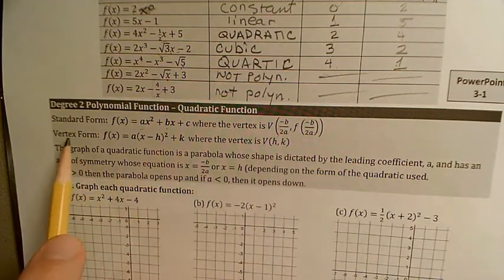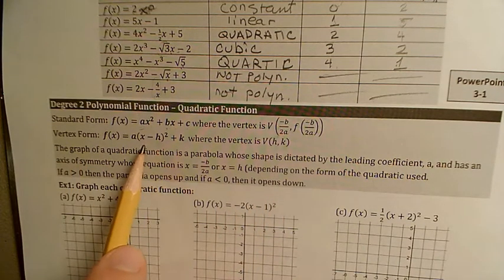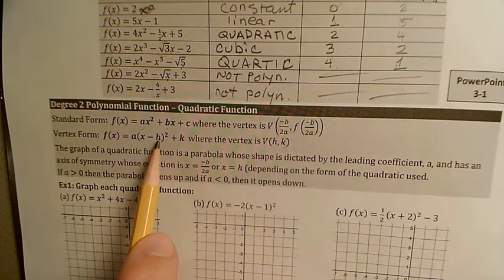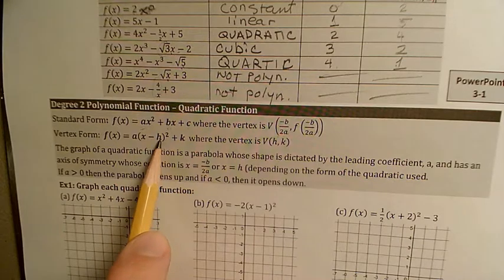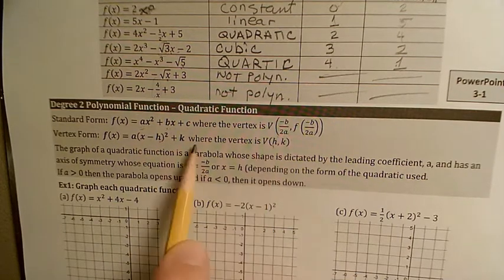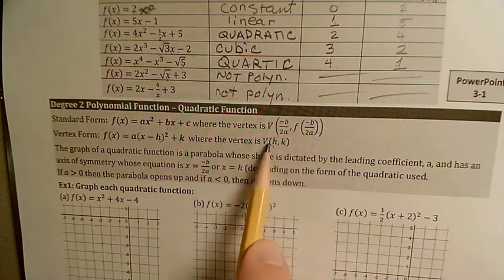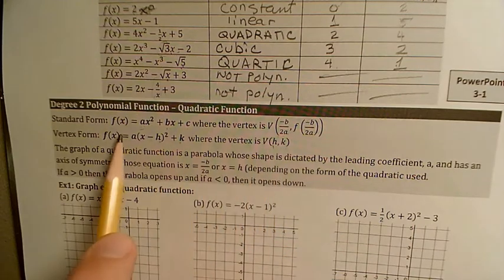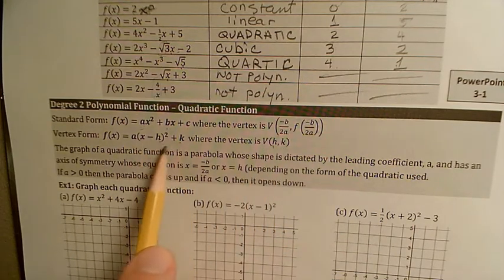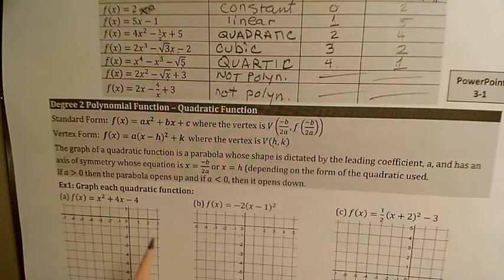If we have it in vertex form, we saw this sort of vertex form when we were doing transformations back in section 2.7. The opposite of this number, which is just going to be h, and then k. And hk is the vertex. So we often will refer to this as the hk form, but it's really the vertex form.